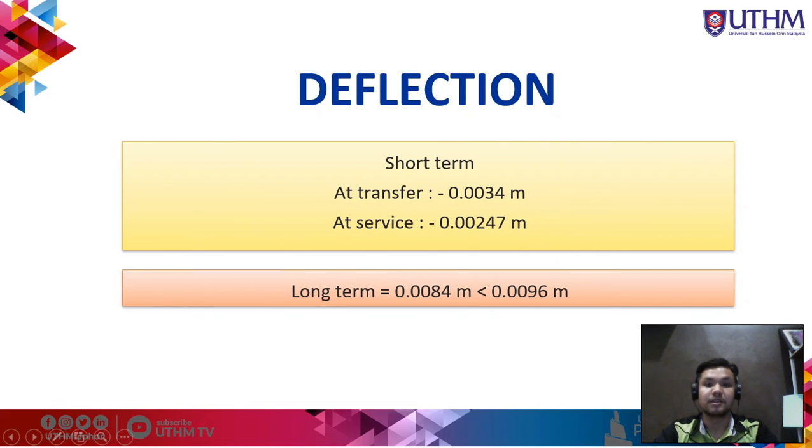For the deflection, short term at transfer, we have calculated negative 0.034 meter, and at service, negative 0.00247 meter. For the long term deflection, we have found that it is okay, with 0.084 meter less than 0.0096 meter. For the calculation of the ultimate moment resistance, ultimate shear strength, the stress block design, and deflection can be referred to in our report in the section of analysis and design details.